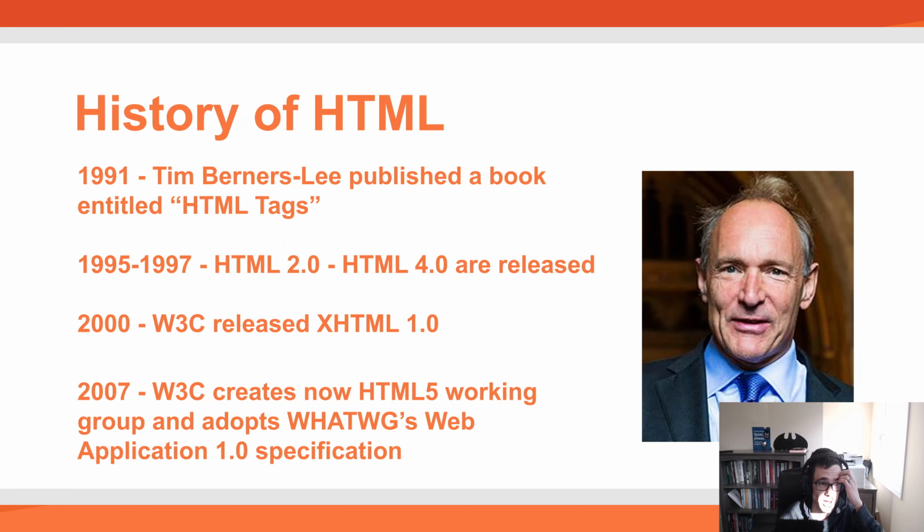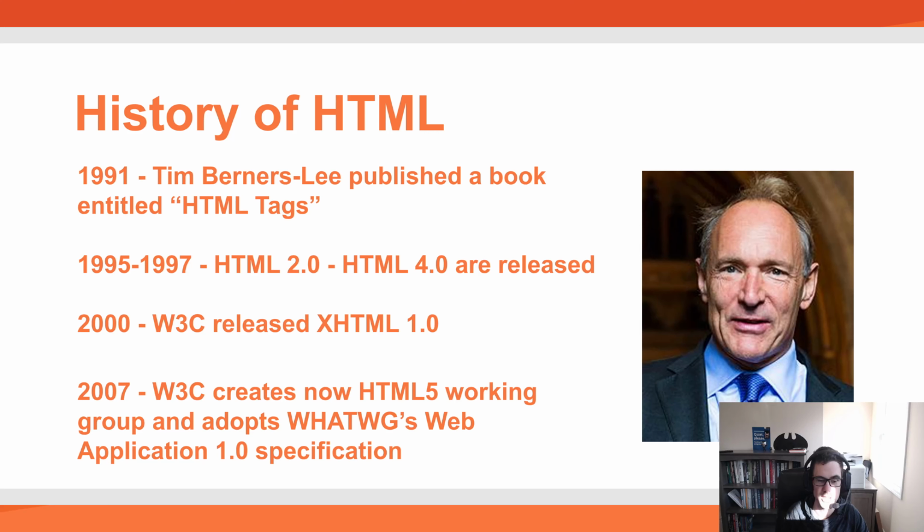The history of HTML: in 1991, a very important date, Tim Berners-Lee published a book entitled HTML Tags and started a revolution on the web. 1995 to 1997, HTML 2, HTML 3, and 4.0 are released. So between there were generations of HTML, the language developed, and we have had to change around and make certain tags or markups improved to go with how the web's developed. And the W3C, which I'll talk about in just a second, released XHTML 1.0 in 2000, and that kind of started a whole revolution as well.